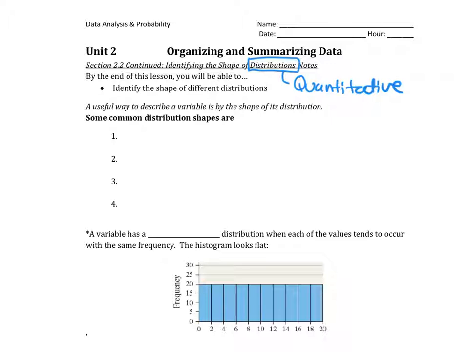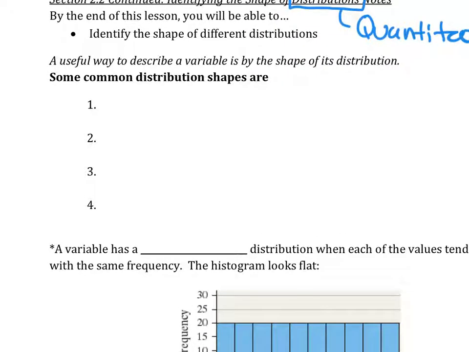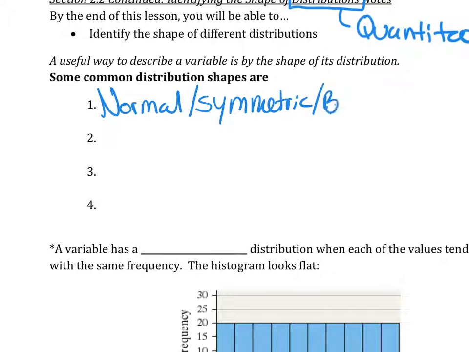So a useful way to describe a variable is by the shape of its distribution, which we can determine just by looking at it. Some common distribution shapes are, first, called normal, or sometimes symmetric, or bell-shaped. It has a bunch of different names. Normal is the main one, and we're going to be dealing a lot with the normal distribution later on this year.